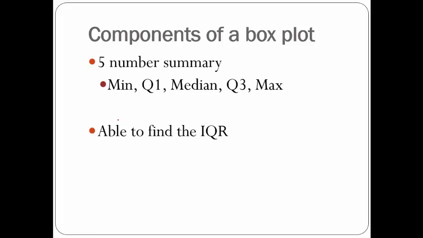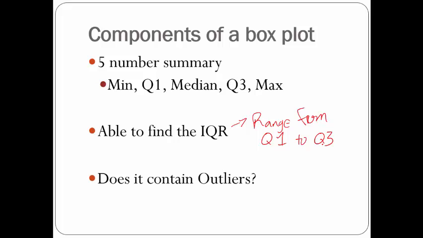And then we're able to find something called the IQR, the interquartile range, which is just the range from Q1 to Q3. And then at times we can also figure out if there are outliers that exist with the box plot.